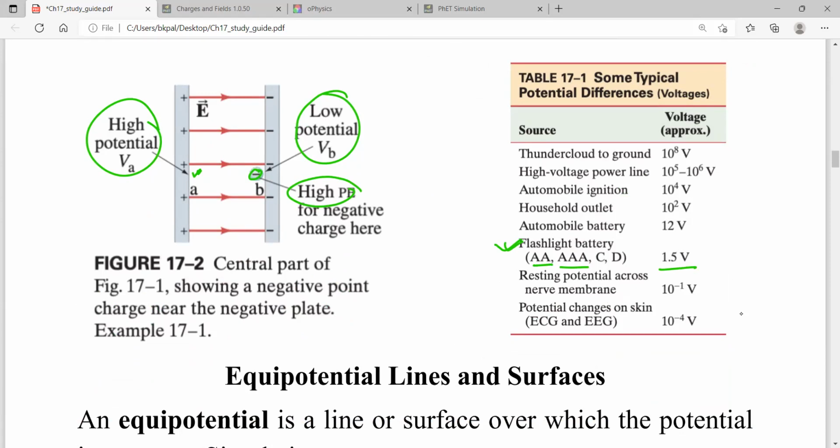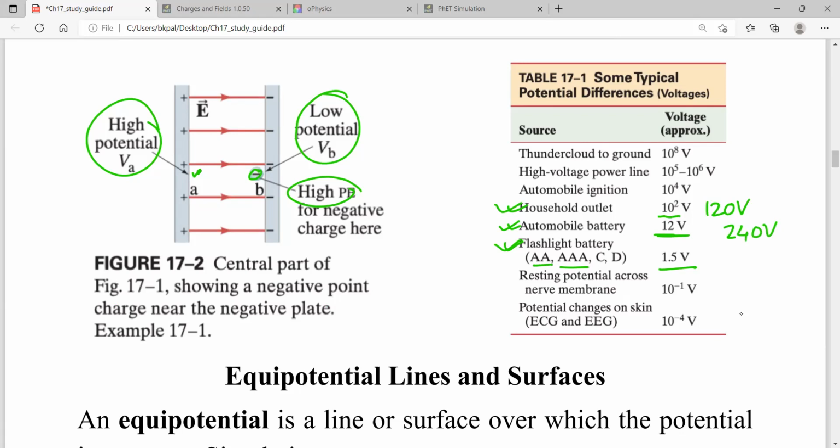Another common one is the car battery, which is about 12 volt. Another common one is the household outlet. The outlet voltage in the United States is about 120 volt, and in Europe and Asian countries it is about 240 volt. So it's on the order of 100 volt, approximately 10 to the power 2.